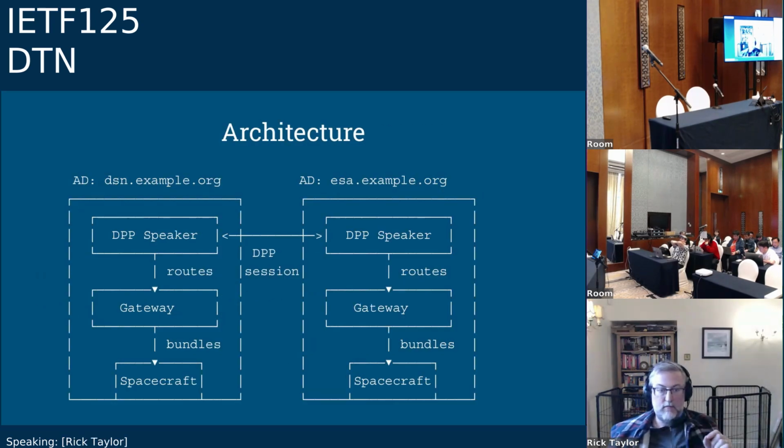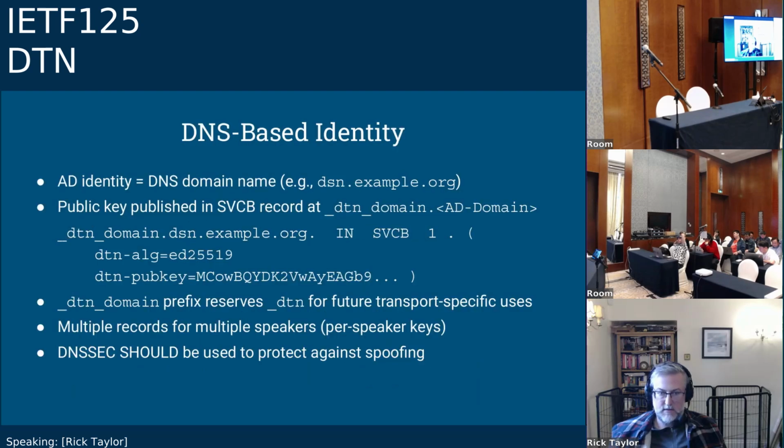Everything else, for those of you, and this is a nice diagram explaining exactly the same thing. So a DSN would have a DPP speaker speaking to another autonomous region, which would be ESA. Two speakers hold the session. They talk about gateways that manage the routes, and bundles travel between those gateways and off to the spacecraft. Nice, simple architecture.